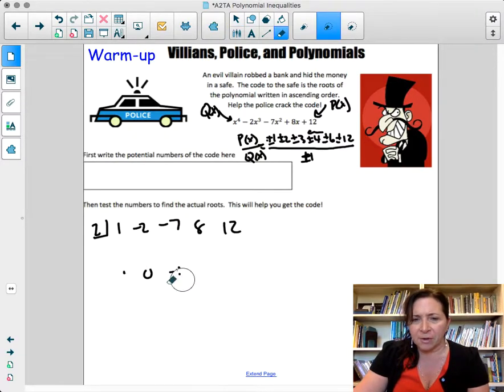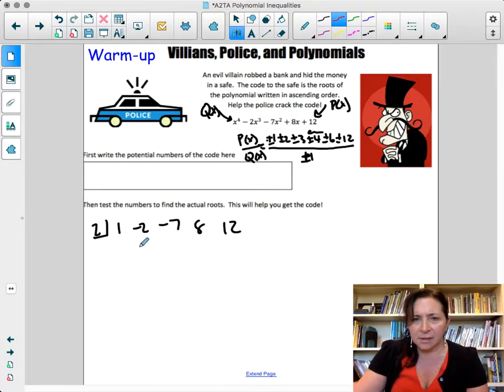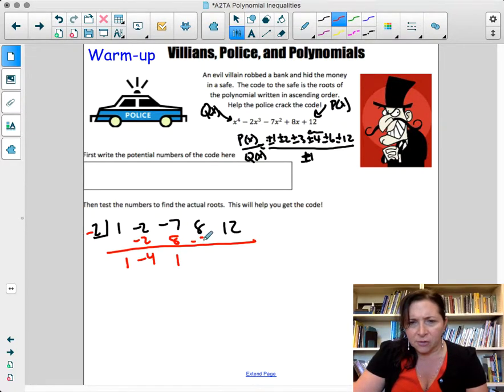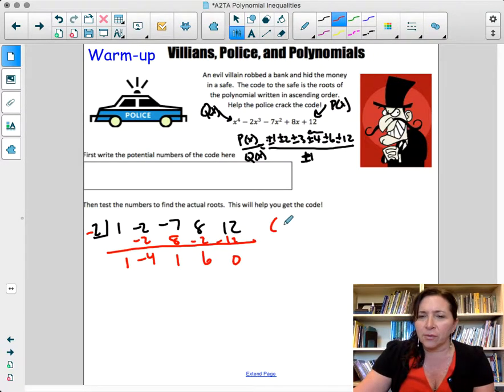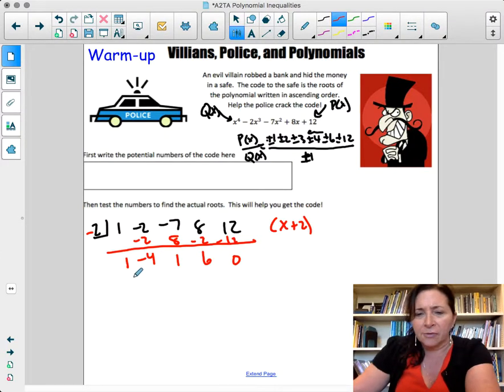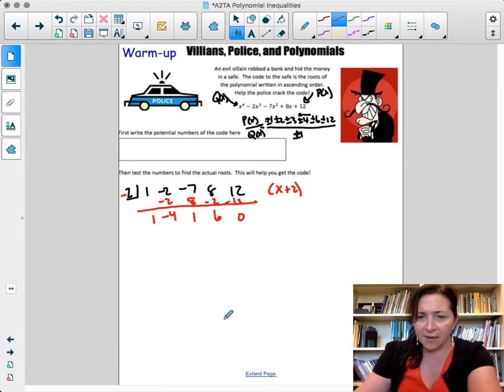And this time I'm going to try negative 2. Let's see. Let's try negative 2. And so we're going to add down 1, negative 2, so that's negative 4. Multiplying, I get 8, 1, negative 2, which makes 6. 6 times negative 2 is negative 12, so that worked. Yay. So now we have x plus 2 is one of my roots. So now I'm going to keep factoring.